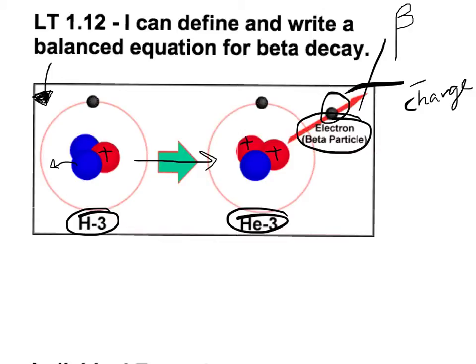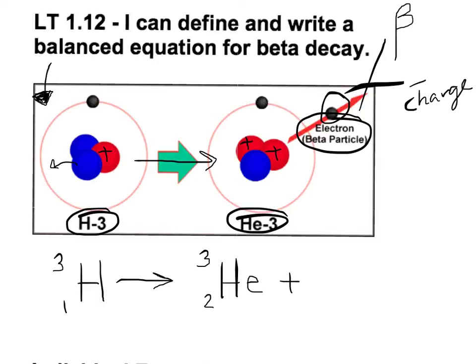So let's write a balanced equation for this. We start with hydrogen 3 or tritium, which is one of the unstable radioactive isotopes of hydrogen. I'm going to write the isotope symbol for hydrogen 3, with a mass of 3 and an atomic number of 1. It decays into helium 3 and a beta particle. I'm going to add the beta particle later, because I haven't learned what to write for it yet.